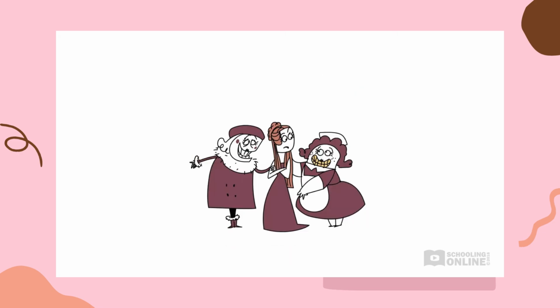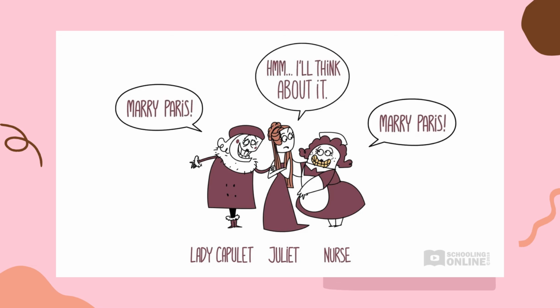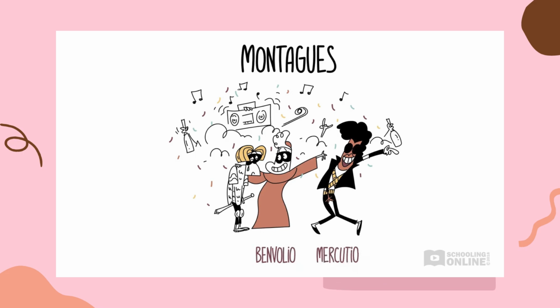Again, in the Capulet house, Juliet's mother and nurse are trying to convince her to marry Paris. She says she'll think about it, and they go down to the party. Little do the Capulets know that a whole bunch of Montagues are planning to sneak in too.